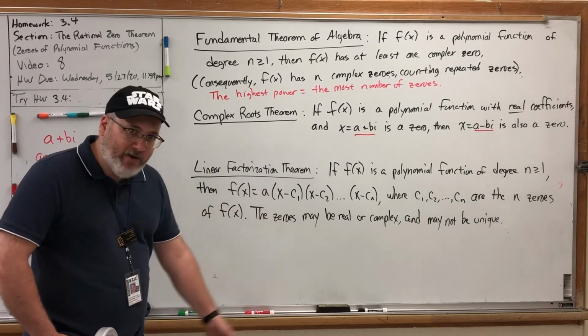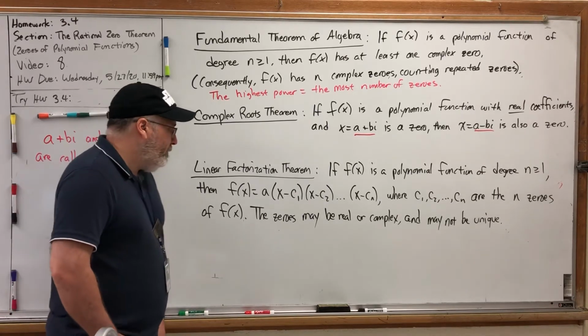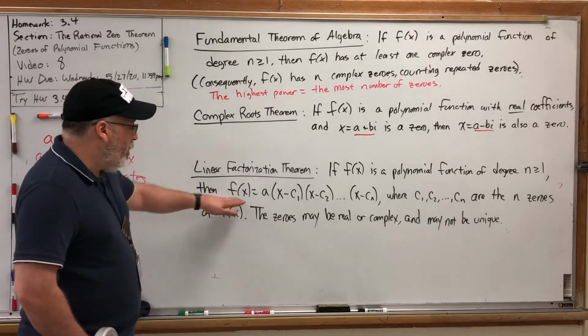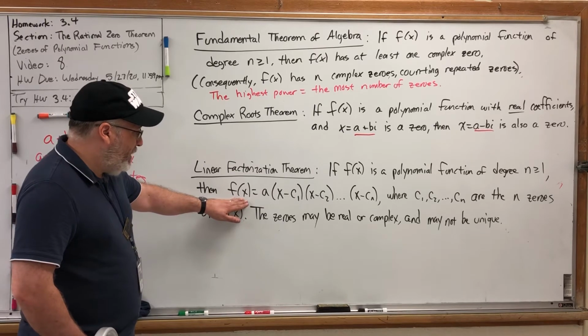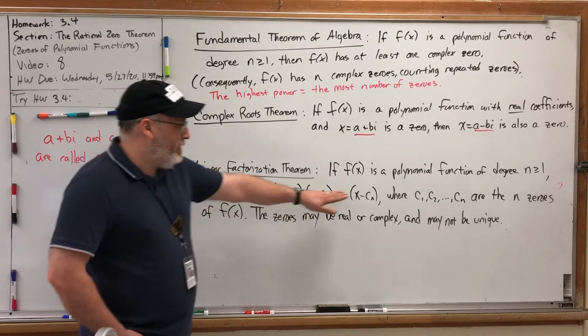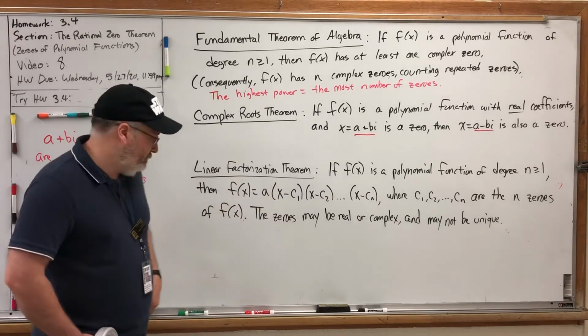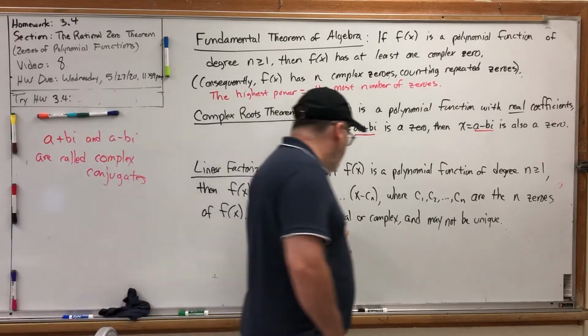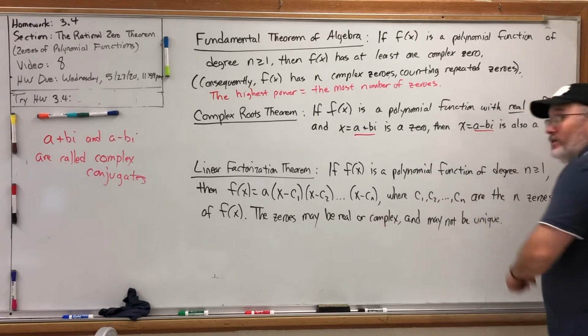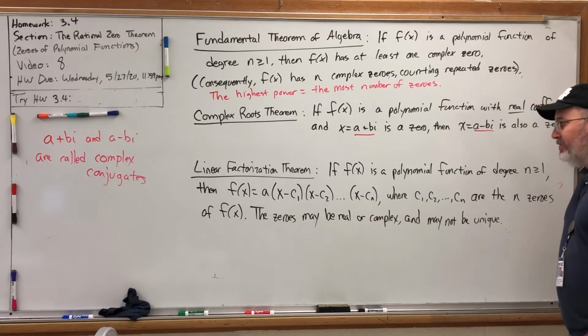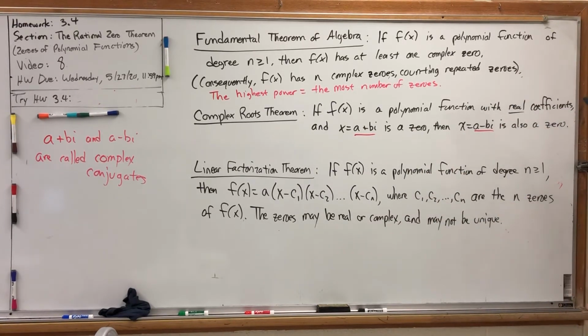We've seen that already in the factor theorem. All this is saying is that you can always write a function as some number times the product of all the factors where each factor is x minus a 0. Now the zeros may be real and they may be complex, and they may not be unique. So if 0 shows up more than once, then its factor would show up more than once.